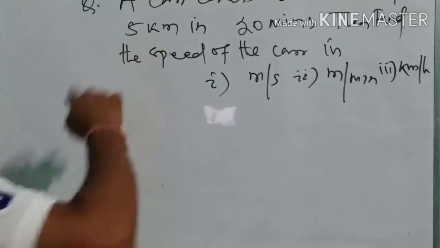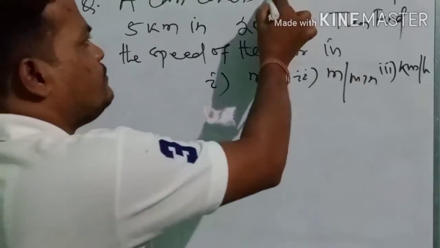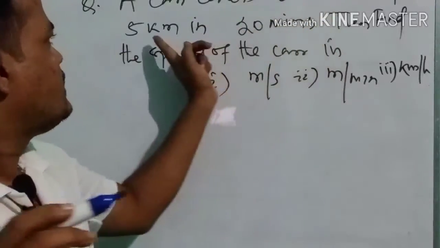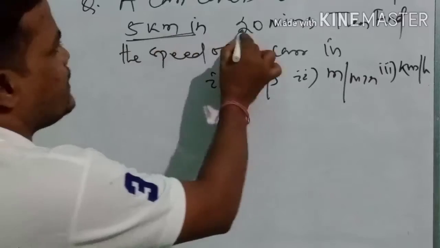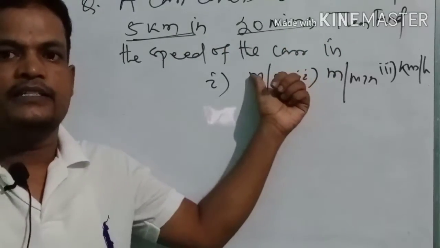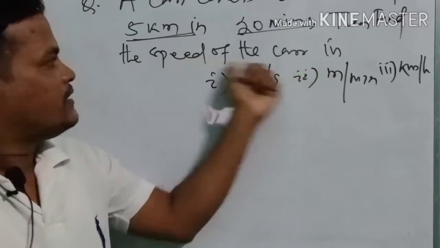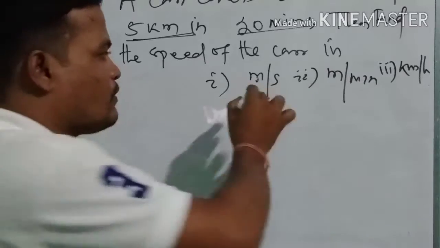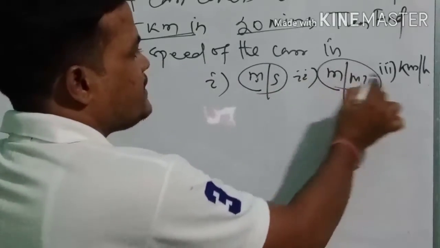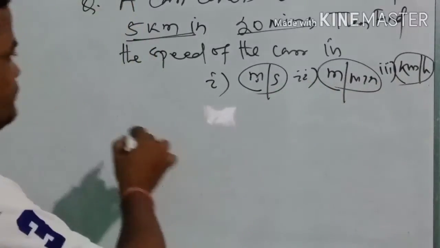So friends, this is the question. A car covers a distance of 5 kilometer in 20 minutes. Then find the speed of the car in meter per second, meter per minute and kilometer per hour. Let us see.